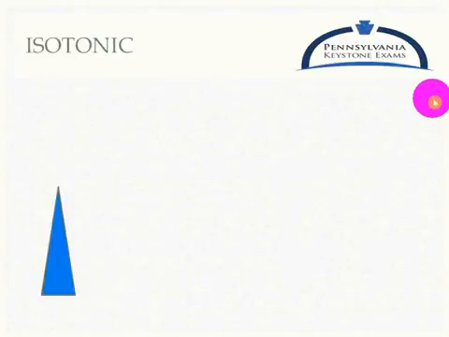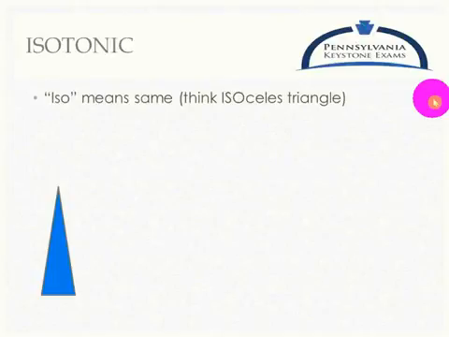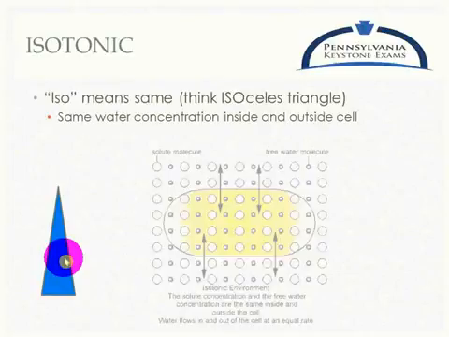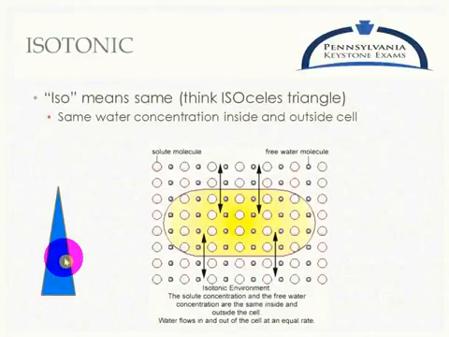The last one is an isotonic environment. And iso is just a Latin Greek prefix meaning same. Think of an isosceles triangle. An isosceles triangle has two of the same angle, two of the same size. Iso means same. So in an isotonic environment, what it means is the water concentration and the solute concentration are the same on the inside and the outside of the cell. So you can see in this picture, it's the same on the inside and it's the same on the outside.